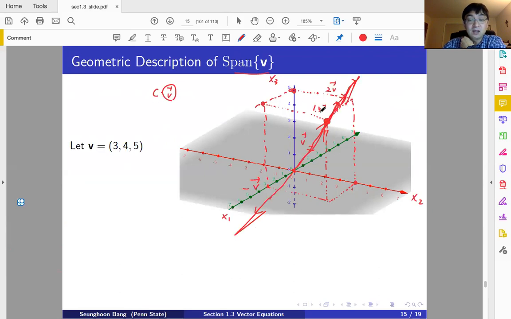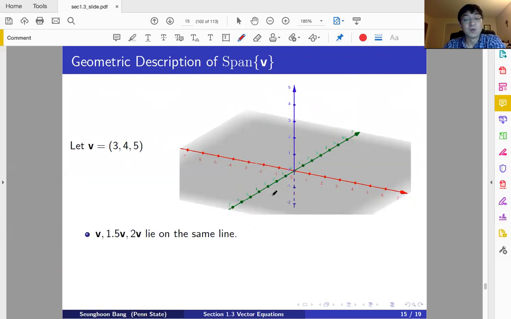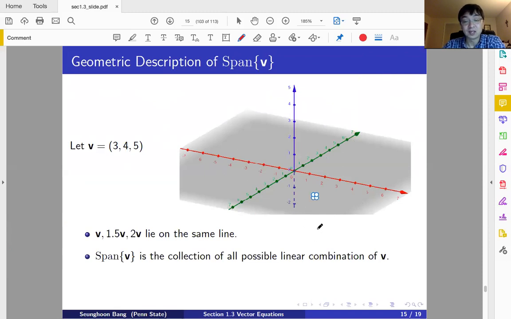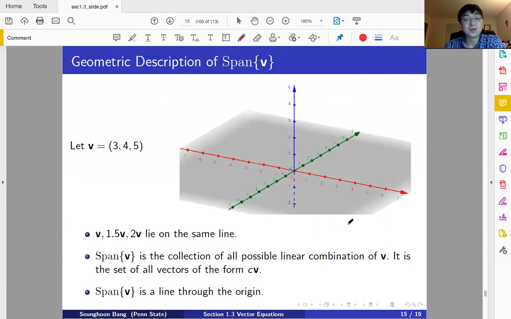We can draw the line. The cv is always on the line. It's a whole idea. So you can explain here: vectors v, 1.5v, 2v lie on the same line. The span v is the collection of all possible linear combinations of v. What does it mean? The c times v, like constant times vector v. So this is like this. The span v is a line through the origin. That's it, just a line. So we know the span v is exactly a line. So we have one good result, exactly a line.